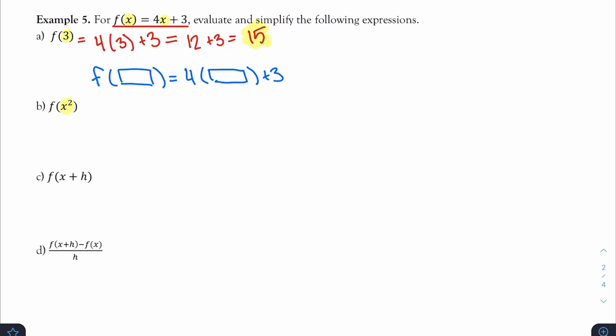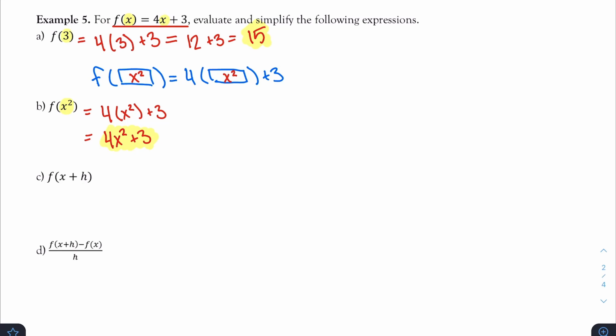So in part A, I wanted f of 3, so I just filled in the blanks. That's how I figured out what f of 3 was. For part B, if I want to look at f of x squared, I'm just putting x squared into this empty blank. So f of x squared is 4 times x squared. I'm going to just use parentheses for now to be safe, which cleans up to be 4 times x squared plus 3. And there's nothing else we can do here to clean up. So I have my final answer for part B.